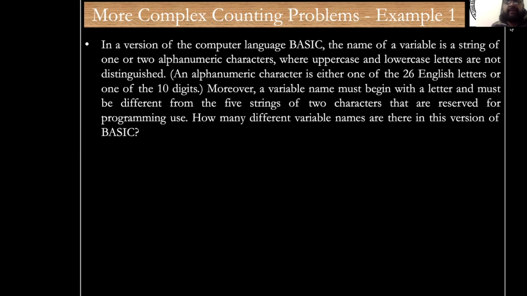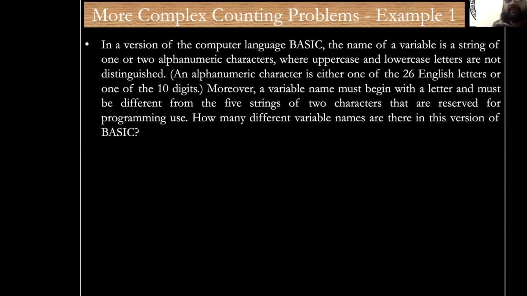Moreover, a variable name must begin with a letter and must be different from the 5 strings of 2 characters that are reserved for programming use. So there's a small limitation here: a variable must begin with a letter only and must be different from the 5 strings of 2 characters that are reserved for programming use. How many different variable names are there in this version of BASIC?